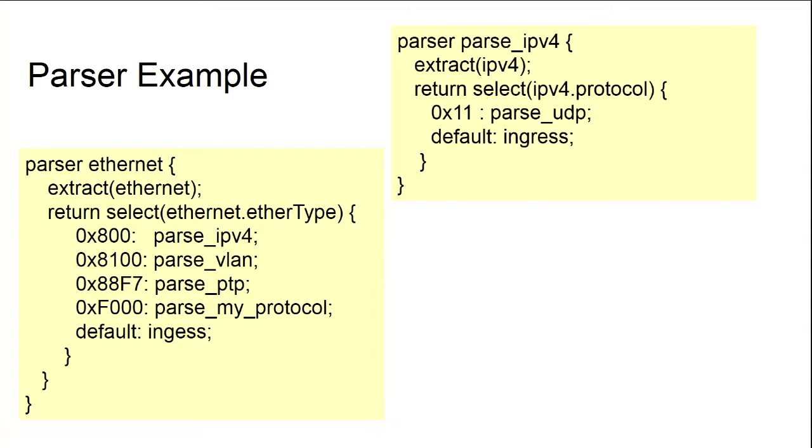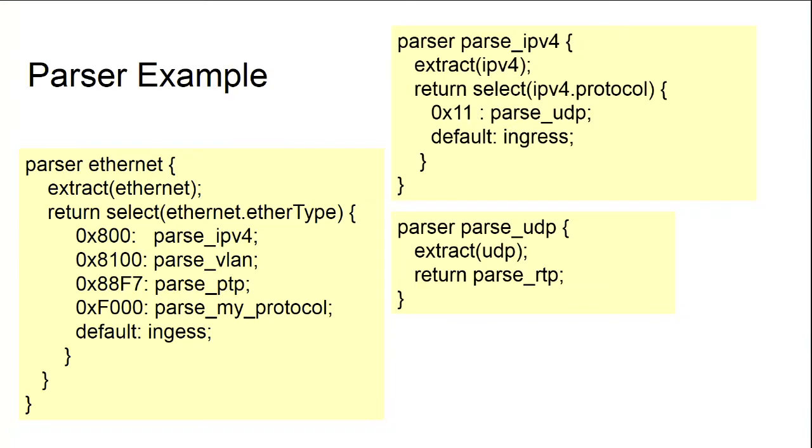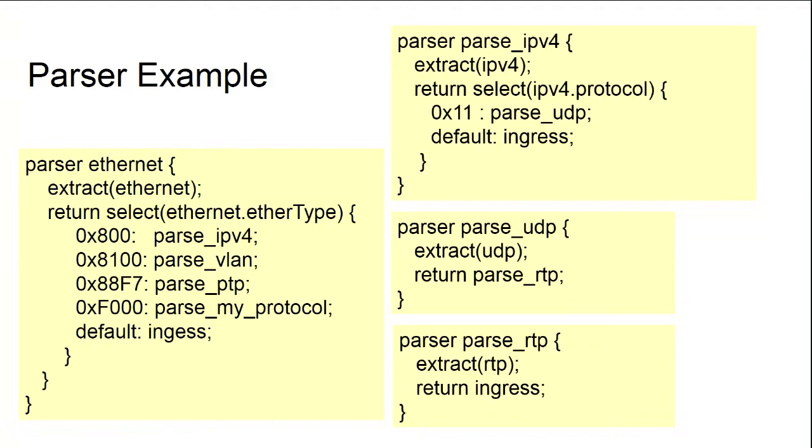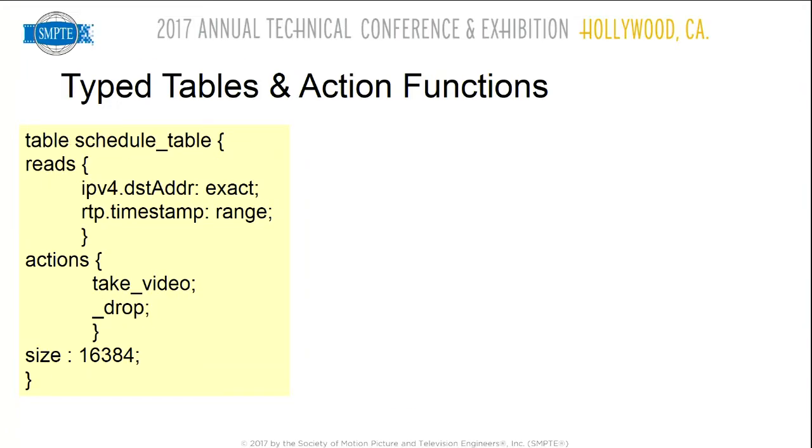So if it's IPv4, we're going to extract out the IPv4 headers. And then what we're going to do here is select based on the protocol. If it's UDP, we're going to parse out the UDP. In the UDP, we're going to assume it's RTP, so we'll just parse the RTP. And then here in the RTP, we're going to extract out all the RTP headers for use with our programmable match action tables. So here's our tables and action functions.